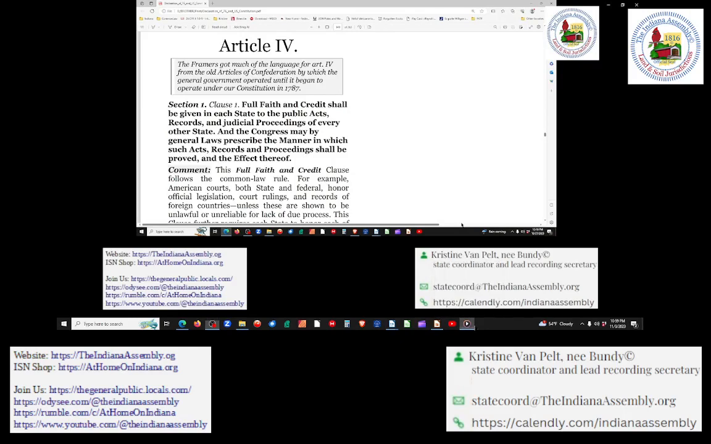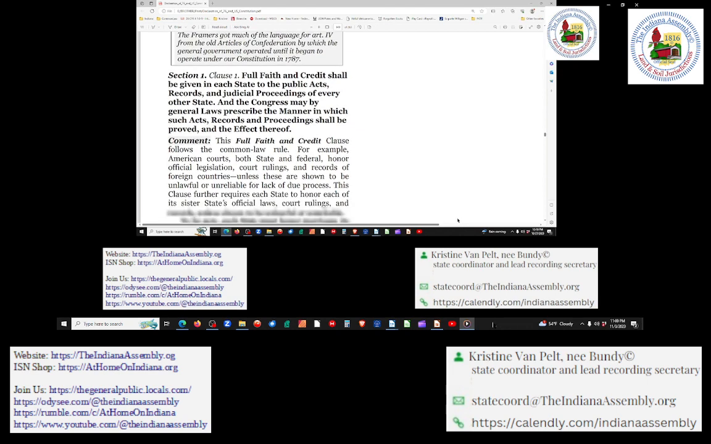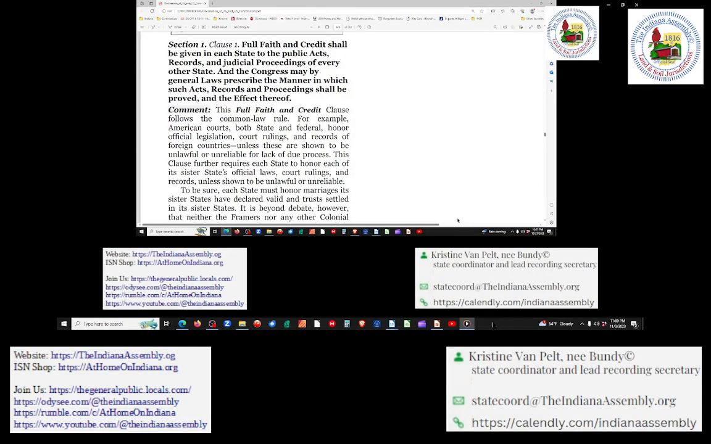The framers got much of the language for Article 4 from the old Articles of Confederation, by which the general government operated until it began to operate under our Constitution in 1787. Section 1, Clause 1. Full faith and credit shall be given in each state to the public acts, records, and judicial proceedings of every other state, and the Congress may by general laws prescribe the manner in which such acts, records, and proceedings shall be proved and the effect thereof.